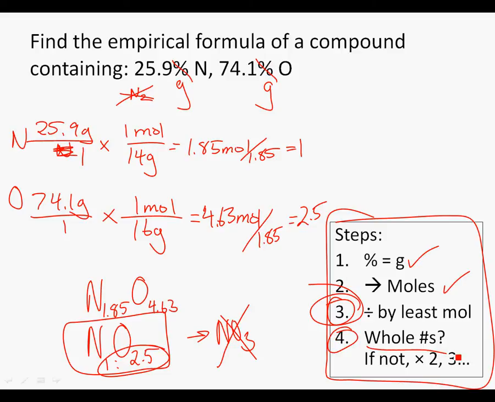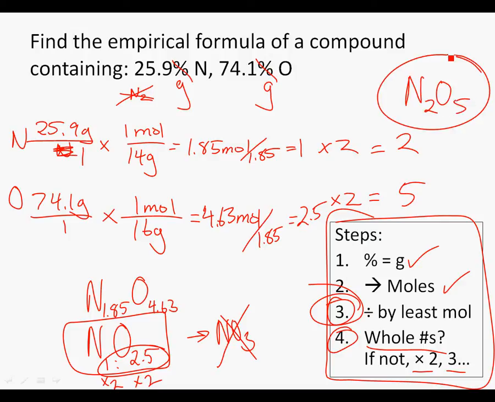If you don't have whole numbers, multiply by 2, 3, 4, whatever you need to do to get the lowest whole number ratio. Well, if you multiply both of these by 2, so you keep the same ratio, you get 2 and you get 5. And that's the formula. The formula is N2O5. That's the lowest whole number ratio. It's 2 to 5. We solved the problem.